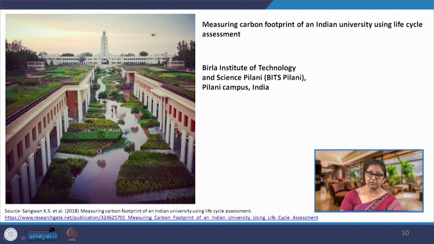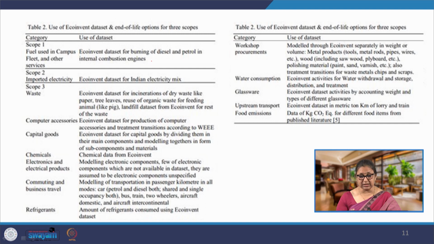It is an old university, it is an old institute, but gradually they have been working towards reducing their carbon footprint and to make all the new buildings as green, and also working on their life cycle assessment. Now, taking the numbers from the case study, which is a published case study, and you can find many such similar case studies. So, scope 1, what they have included as part of scope 1 is the fuel used in campus fleet and other services.